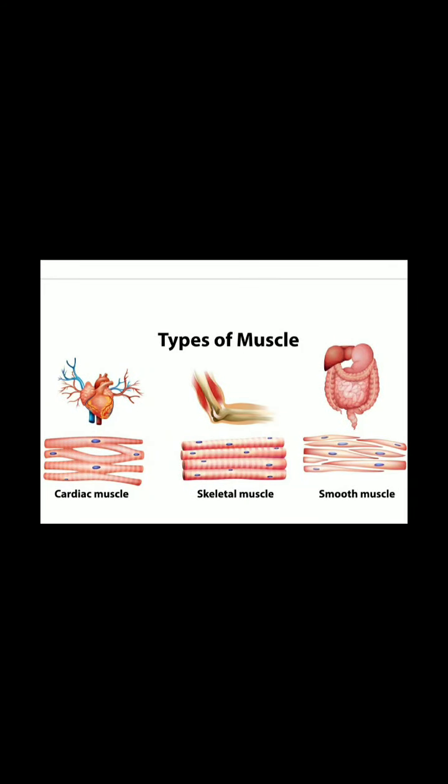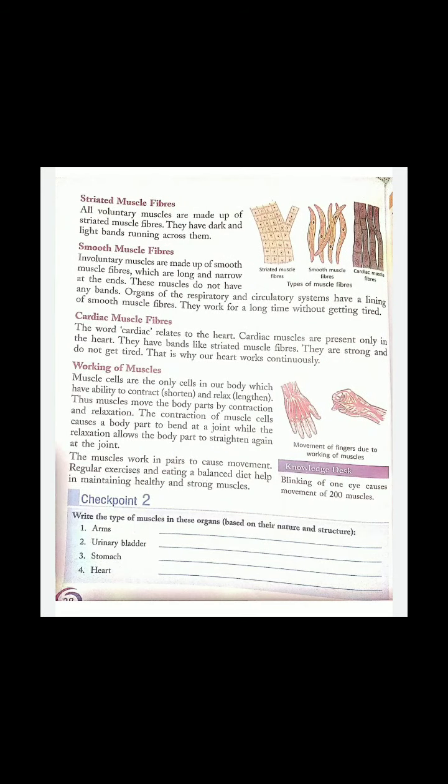The striated muscle fibers have the light and dark bands along them. Striated muscles are also known as the skeletal muscles. Next comes the smooth muscle fibers, or the involuntary muscle fibers. The involuntary muscles are made up of smooth muscle fibers. They are long and narrow at the ends and they do not have any bands.